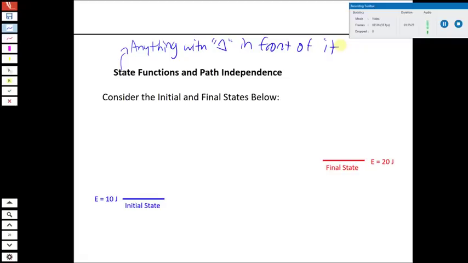And the idea of a state function is that delta E, or any state function really, depends only on the initial and final states, not the path that we take to get there. And so that's what we mean when we say that something is path independent. It depends only on the final and initial states and not how we get there.